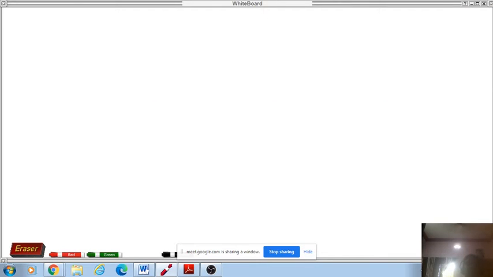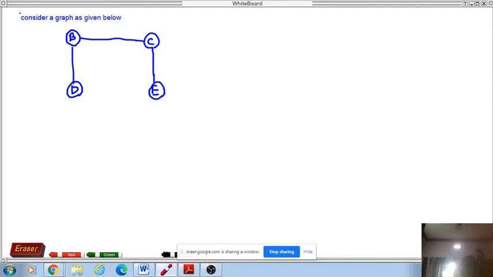Consider a graph as given below. Let there be a vertex B, then B to C, then B to D, then there is E, and also a connection from D to E. There is also a vertex F, and a vertex A, with edges A to B, then A to D.